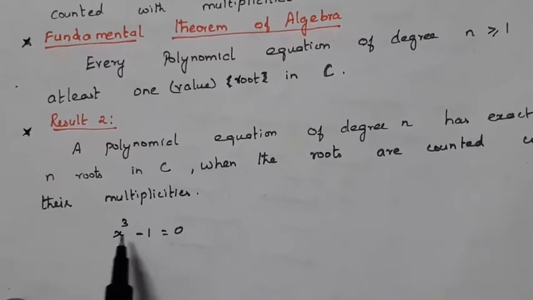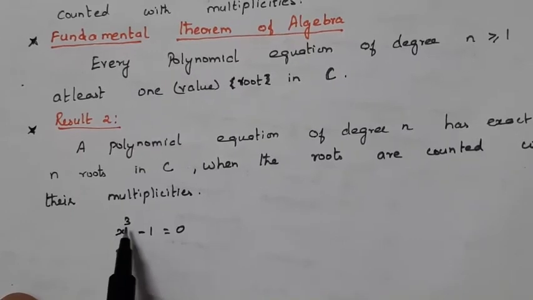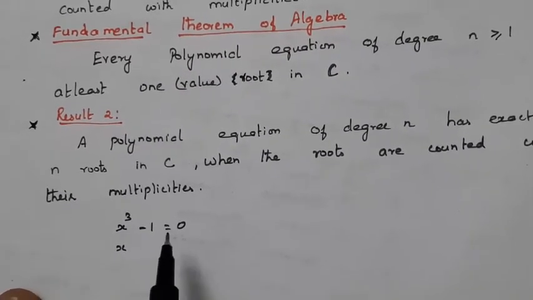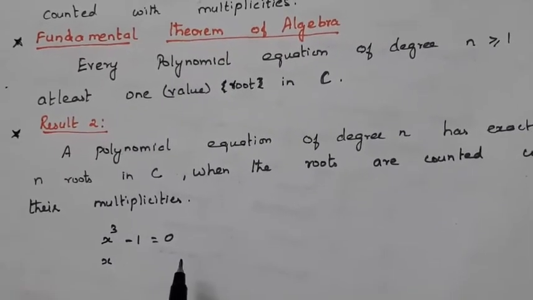Now let us find out what the 3 roots would be. Usually you would take x cubed equal to 1, and by taking the cube root you would write x equal to 1. But in that way, you will get only one solution, that is 1. That is not the way.